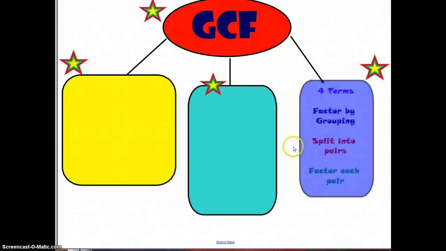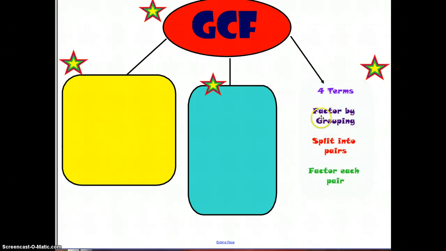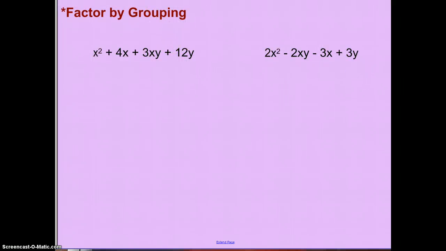Alright, then our last one is when we have 4 terms, and what we're going to do is what we call factoring by grouping, which means we're splitting it into 2 pairs and then factoring each one of our pairs. So to split it into 2 groups, I have 1, 2, 3, 4 terms. So I'm just going to split it right here, 2 and 2, and I'm going to factor these using my greatest common factor. So the greatest common factor for x squared and 4x is x, and that's going to leave me an x plus 4.